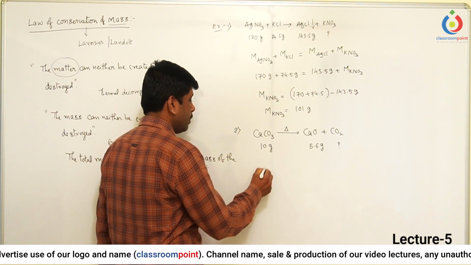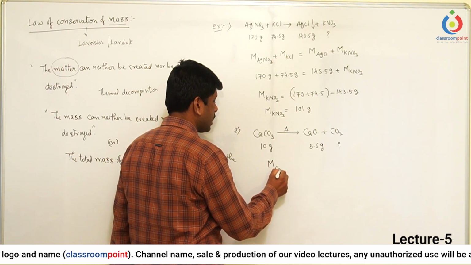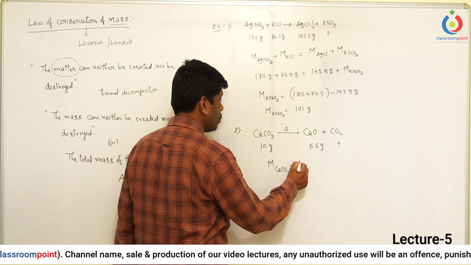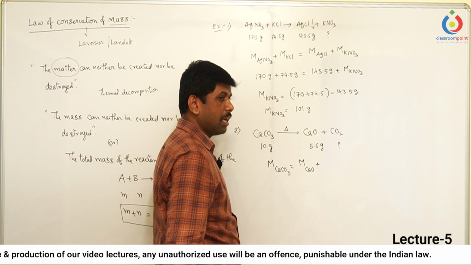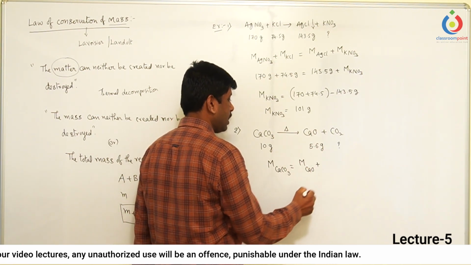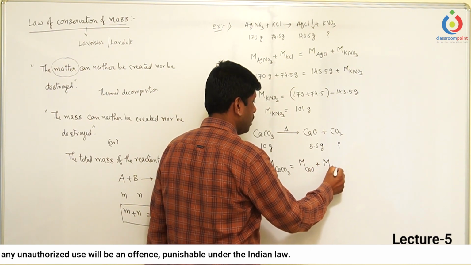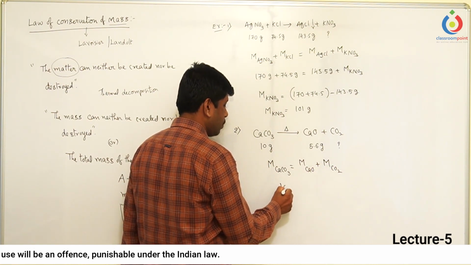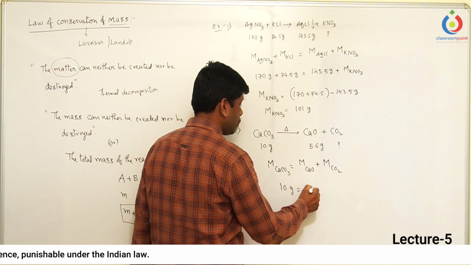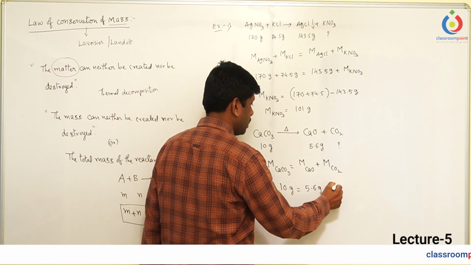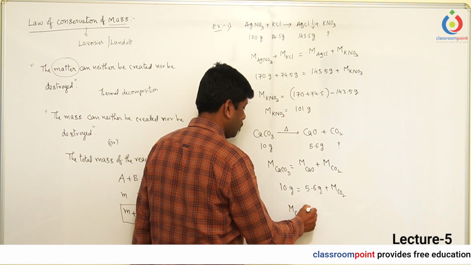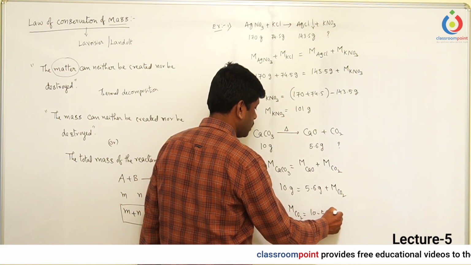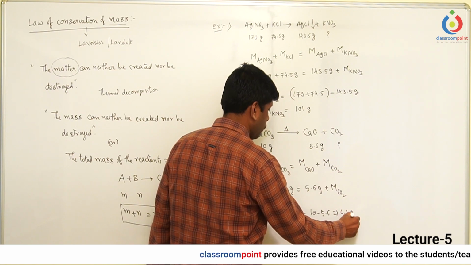Same as before, the mass of the reactant, that is calcium carbonate, is equal to the total mass of the products. What are the products here? Calcium oxide and carbon dioxide. So the mass of the calcium oxide plus the mass of the carbon dioxide is equal to 10 grams. Here this is equal to 5.6 grams plus the mass of the carbon dioxide. Then the mass of the carbon dioxide is equal to 10 minus 5.6, which is 4.4 grams.